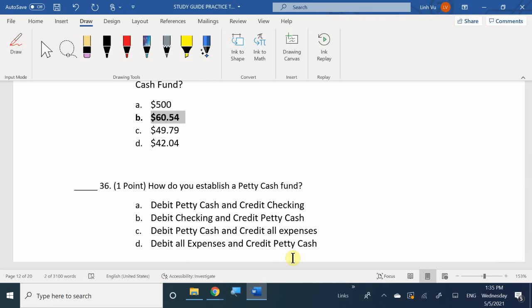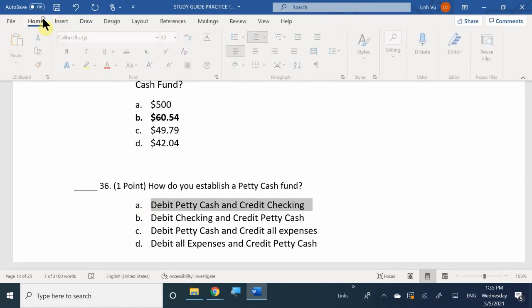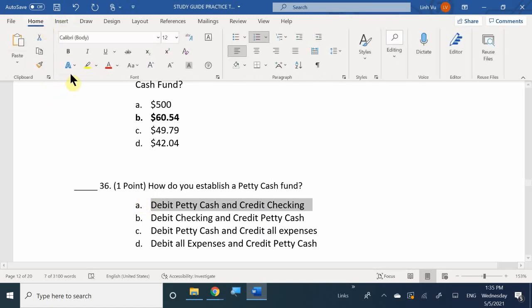Debit cash funds and all expenses and credit all expenses. Expenses will usually normally never be credited. So this one, you can already see it's false. Debit all expenses and credit petty cash fund. You never do that under any circumstances. Okay, so A is correct. In order to establish a petty cash fund, you're going to create one and then you're going to add money to it.